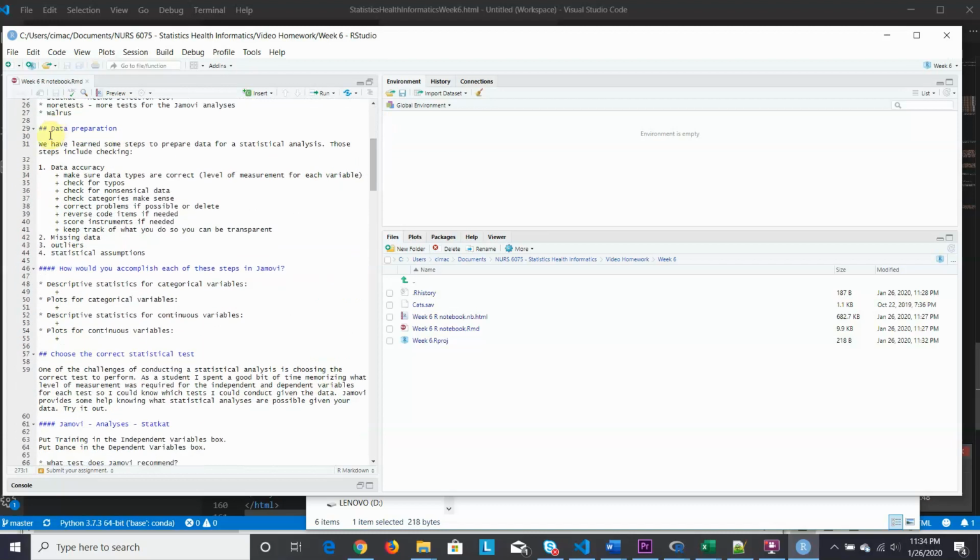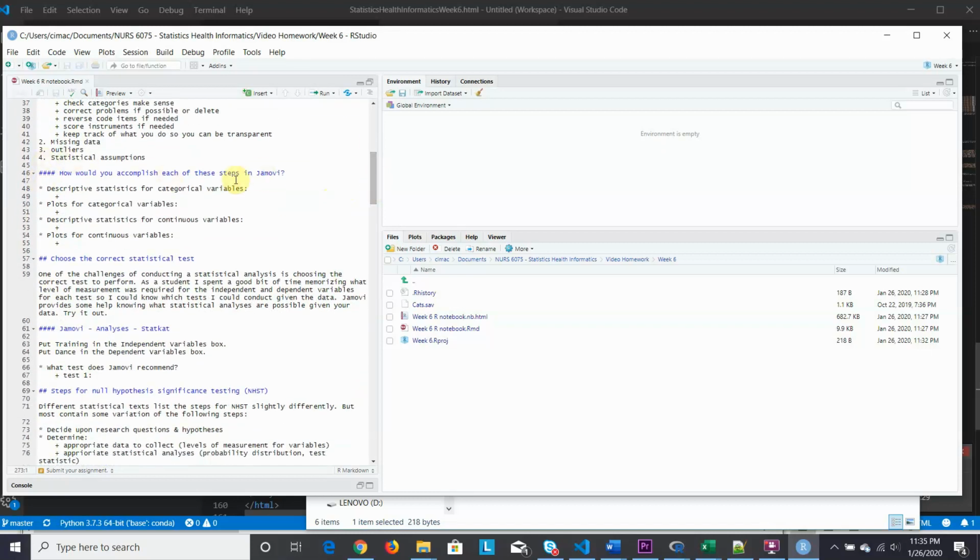So, like we've looked at already, our steps for preparing data before we do an analysis. We would always want to check our data for accuracy, make sure that the data types are correct in the data set, looking for any problems, scoring instruments if we need to, looking for missing data and outliers, and statistical assumptions. And we're actually going to, again, like last week, look at some of our statistical assumptions for the chi-square tests, because there are some assumptions even though these are non-parametric.